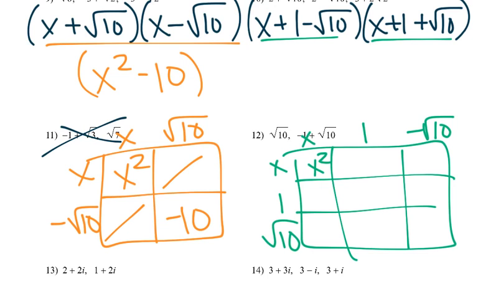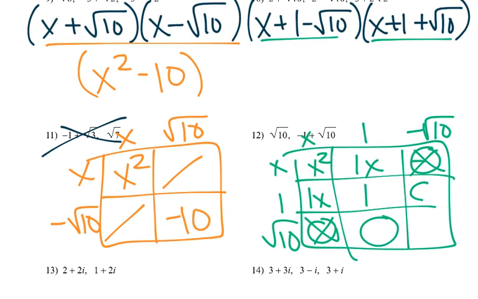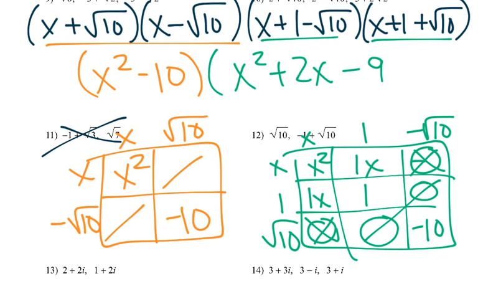I'm going to get x squared, 1x, negative square root of 10x, positive square root of 10x. So this would be the negative, this would be the positive. They're going to cancel each other out. Trying to show it to you in a little quicker manner. 1 times 1 is 1. These two are going to cancel each other out, and then we'd end up with negative 10. So I'm going to get x squared plus 2x minus 9, because 1 minus 10.